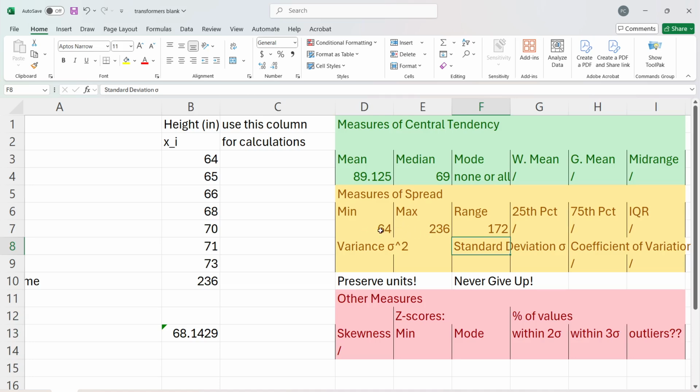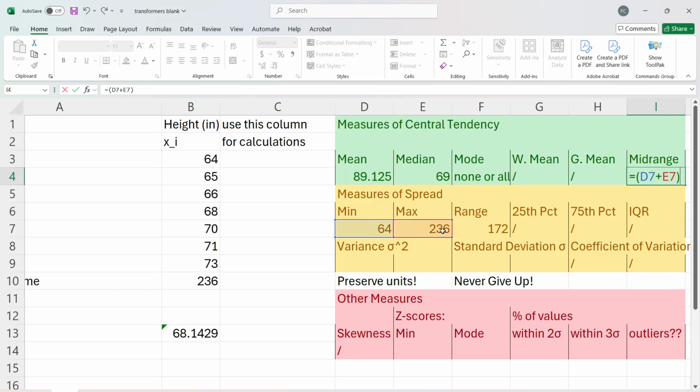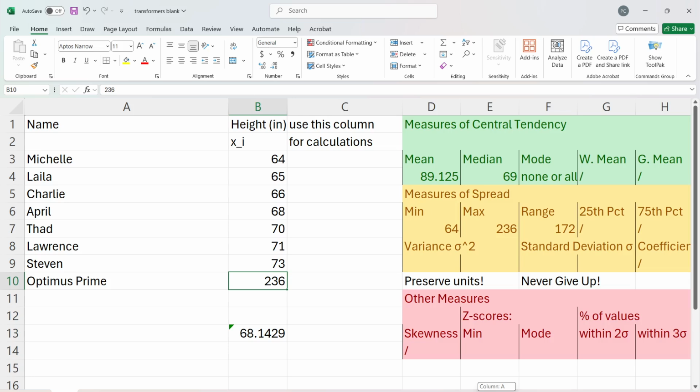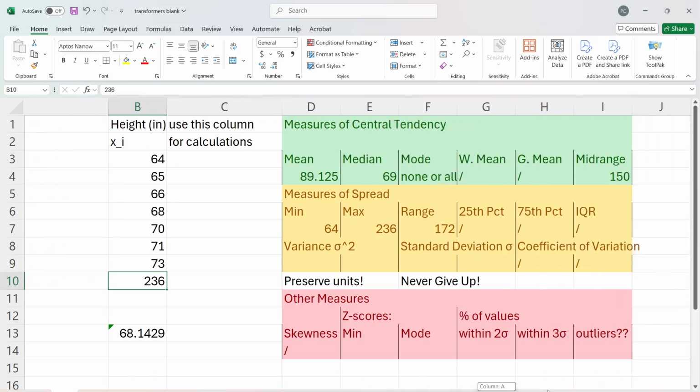And if you want the mid-range, the point that is exactly in between 64 and 236, the formula for that is (a + b) over 2. So I'll go ahead and tell you the mid-range, the point where you would be exactly the height in between the shortest and tallest person, is equal to, we might as well, (64 + 236), close those parentheses, divide by 2, 150. All right, so somebody who's exactly 150 inches tall is as much shorter than Optimus Prime as they are taller than Michelle in this data set. Great.